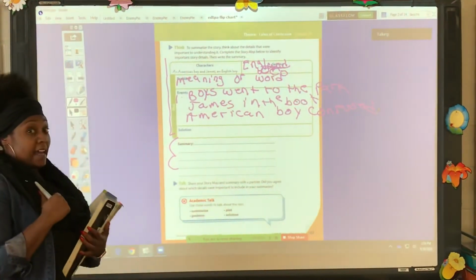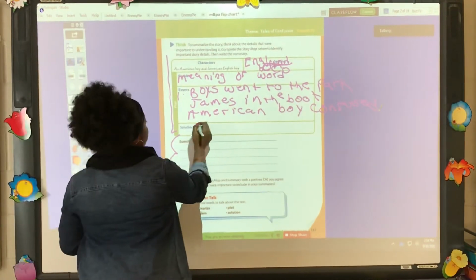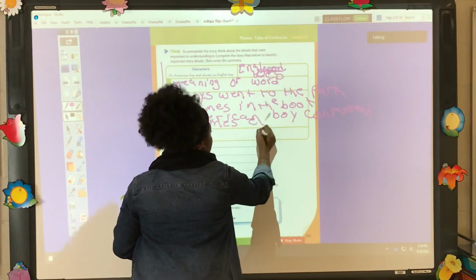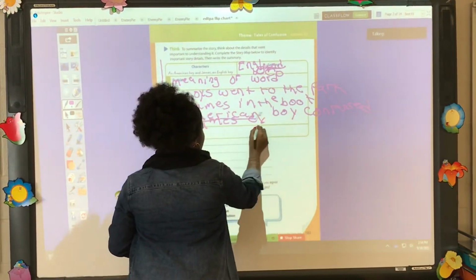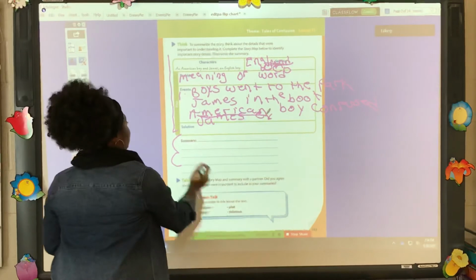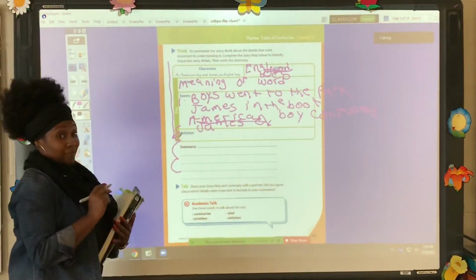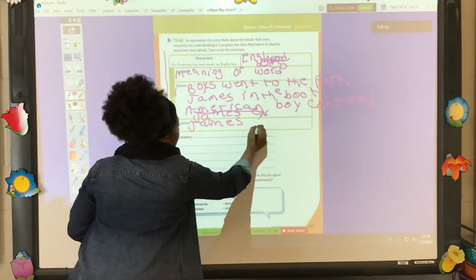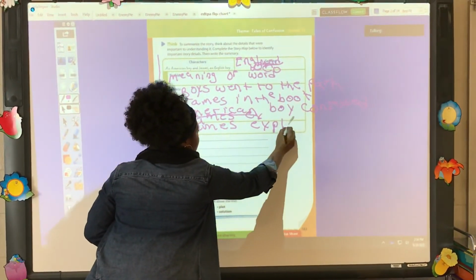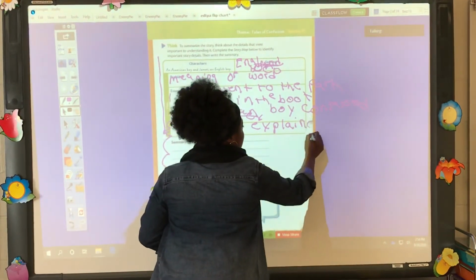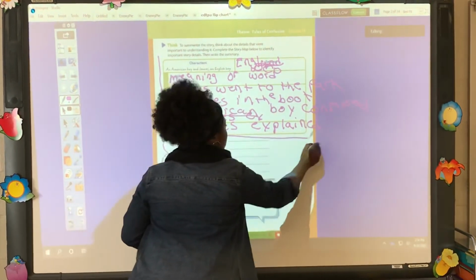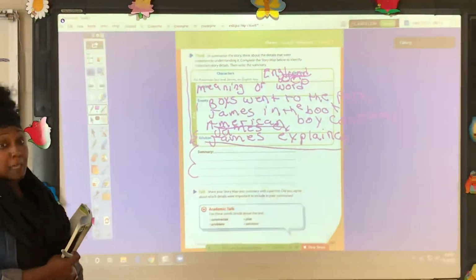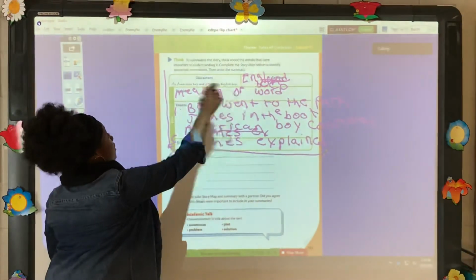What's the last thing that happened? The English boy, James explained. You know what, guys? James explaining, I crossed it out, is actually the solution. James explained, this is actually our solution to our problem. And yeah, sometimes technology messes us up. So it all looks like that.